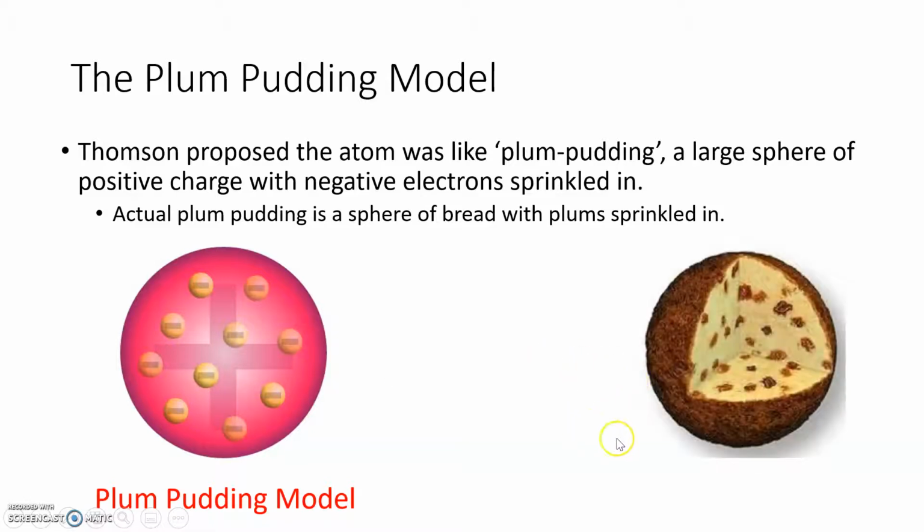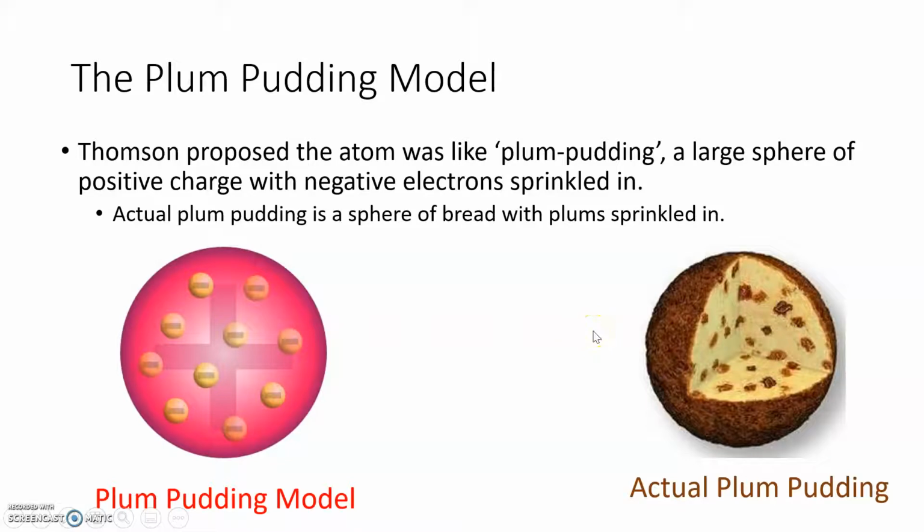Why plum pudding? Well, I guess it's a popular dessert in England. I wouldn't know. I've never had it myself. But here is a picture of actual plum pudding. It's like bread with plums kind of baked inside. And so those electrons were kind of like the plums.